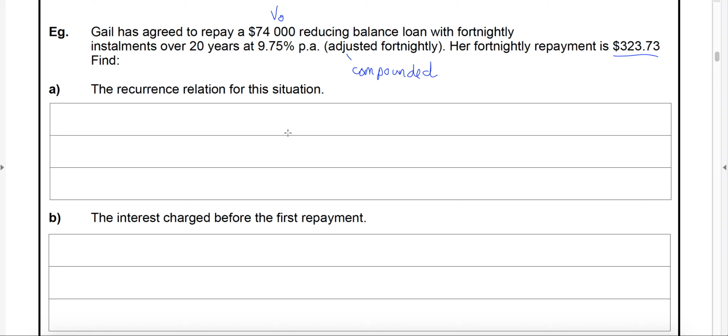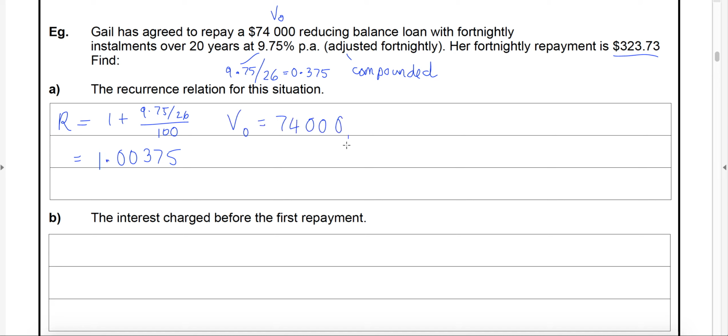And so what we'll have to do here is divide by 26. So I'll just do this bit here, 9.75 divided by 26, and we get 0.375. Remember, we don't round that off. We want to keep all the decimal places that come up. So R is going to be 1 plus our 9.75 on 26, or 0.375, since we just calculated it before. That gives us 1.00375 as our capital R value. Our V0 is $74,000, and Vn plus 1 equals R times Vn minus D. And we've got our D value up there, so we just bring that down, 323.73.